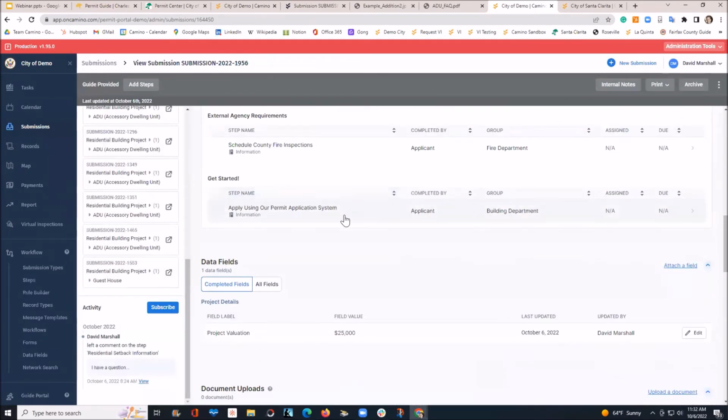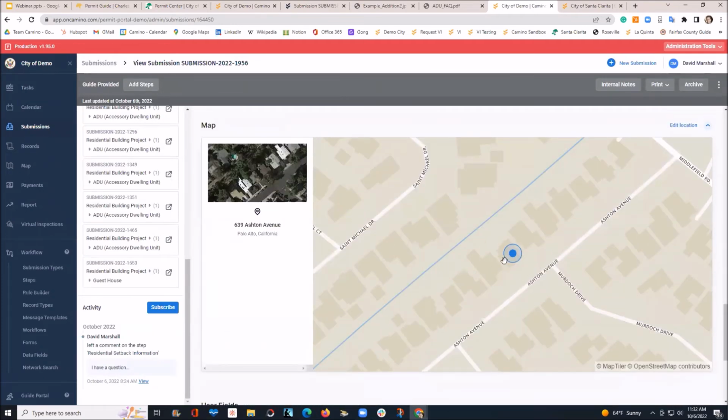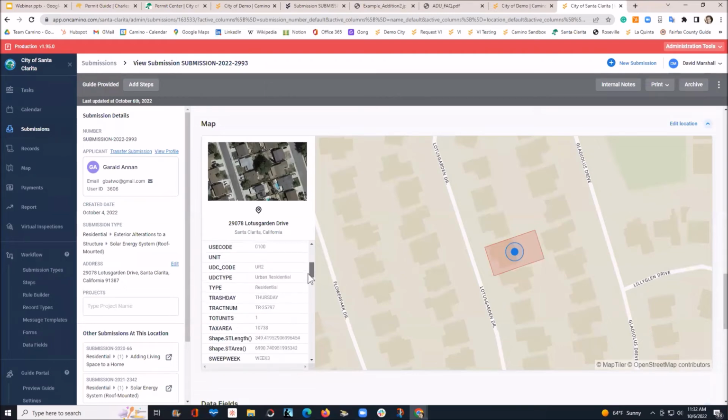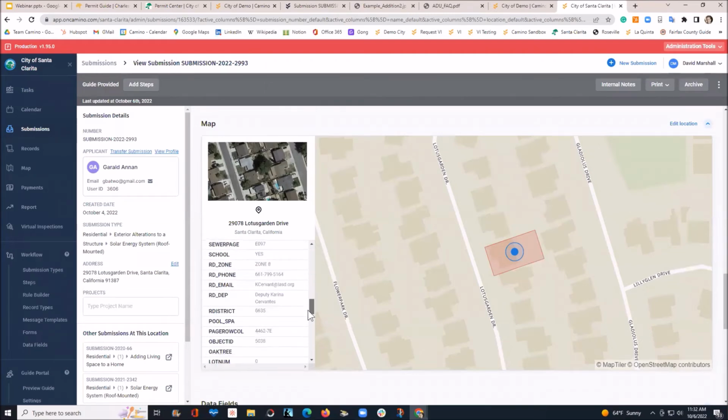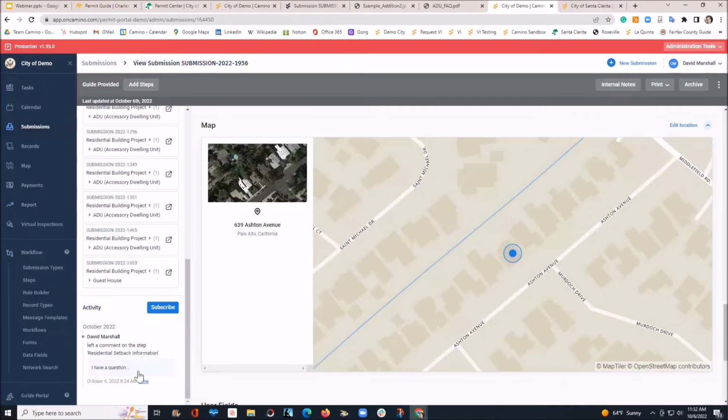As we go through this, you'll also see Camino has an active map of the location. And here we share GIS information on the address. I have Santa Clarita's website up, and you can see they have all their GIS data loaded. And you can see all this information, which might be helpful for your staff in answering more questions there as well. So everything's there for you to be able to share and come back on.